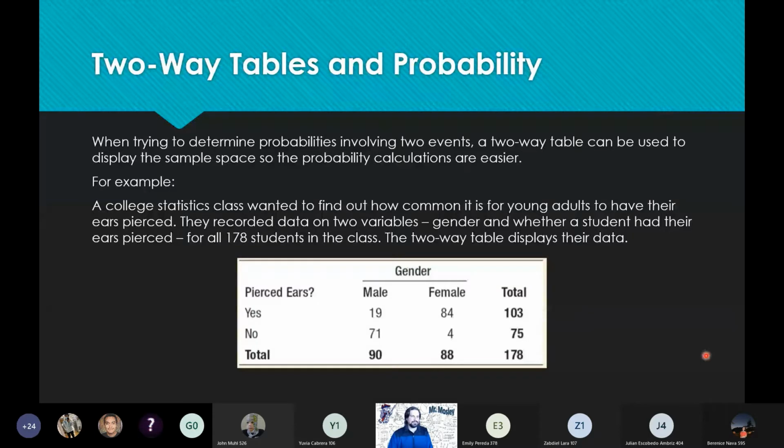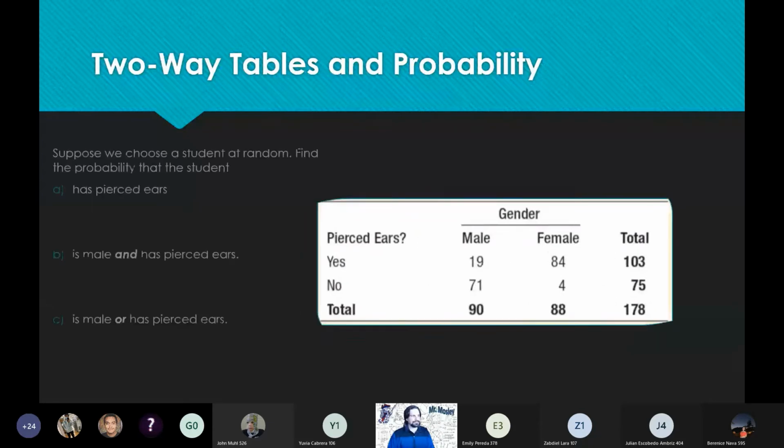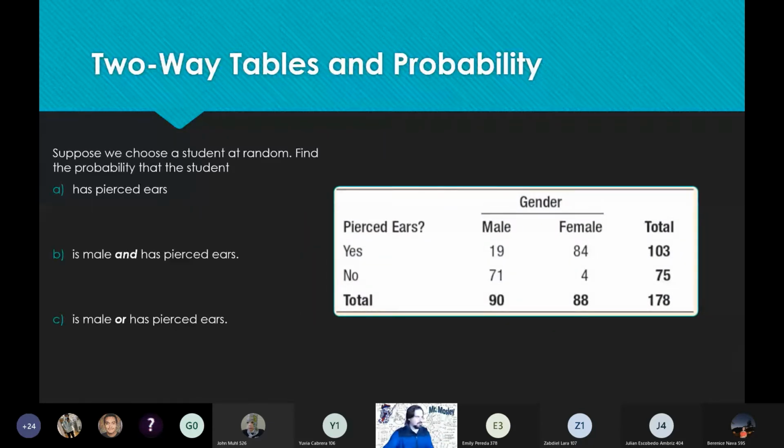All right, so across the top, we have gender, male or female, and pierced ears, yes or no. We could do marginal distributions, which we have in bold on the side here and the bottom here. We could do conditional distributions of male and female, of pierced ears or not. We can do all these things that we've done previously. We're using this for probabilities now. So let's use this data to answer some questions.